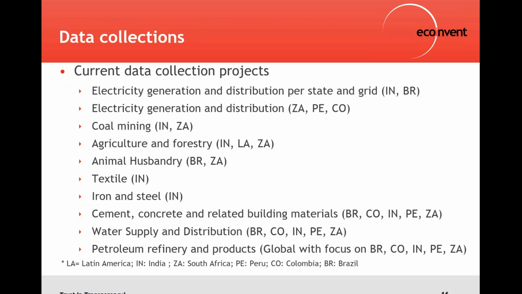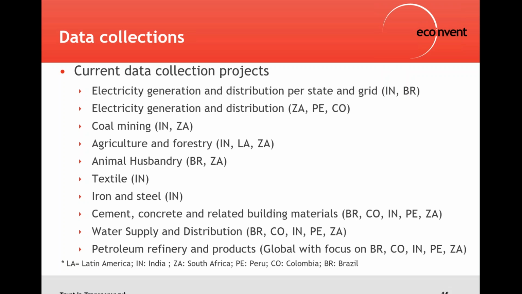Just for you to have an overview of the different data collection projects and the sectors we are focusing on. As I said, our main aim is, of course, to collect data for the background processes. So electricity and energy are one of the main aspects here. We have different projects for electricity generation and distribution per state and grid. That's the case for India and Brazil, where we are dividing the country based on different grids and states. So we will provide regional lifecycle inventory data sets per state or per grid in India and Brazil. We also have projects for other countries in Latin America and South Africa for the electricity data sets.